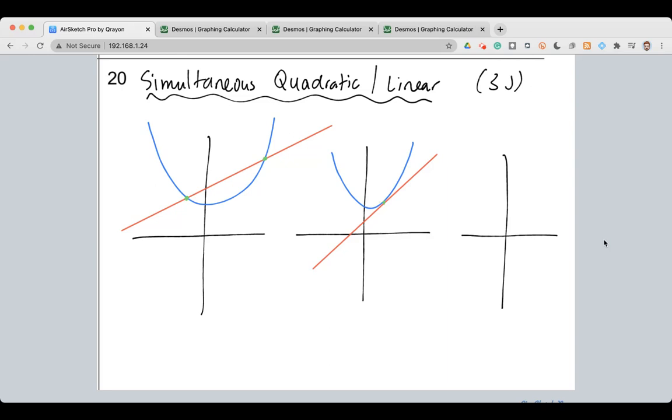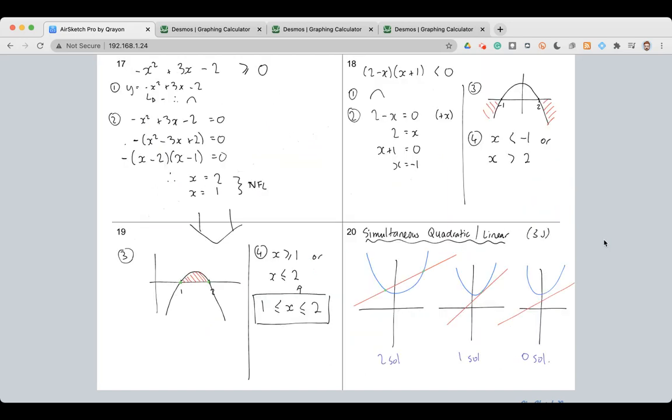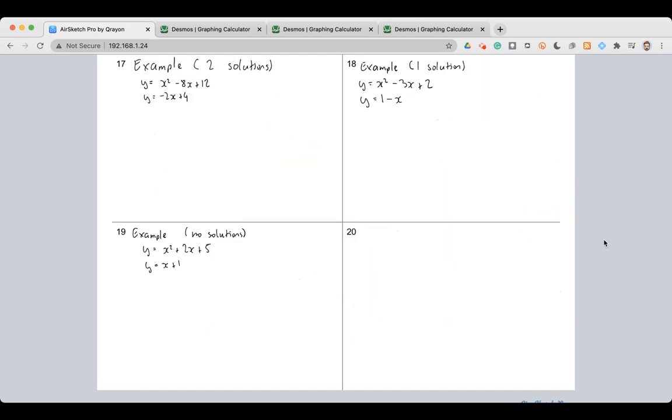And then finally, we could have a situation where we've got a parabola and the straight line just never hits it at all. So that's no solutions. So we could have two solutions, one solution, or no solutions whatsoever. And we're going to do an example of each. So I'm going to zoom out now and take you to the example screen, and we've got three examples to have a look at. I won't sketch the graphs. I don't need to. It's just some examples so you can get a sense of it.